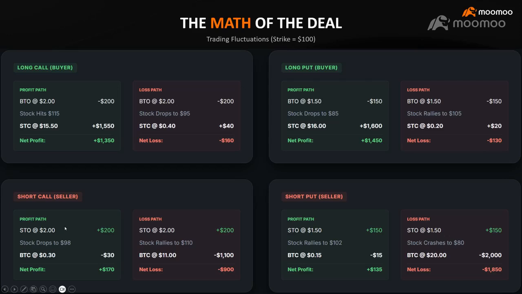So from the short perspective, initially you sell to open. You sell to open at $2. What will happen? You collected $200 here. If you are shorting a call, what direction are you betting on? Bullish, bearish, or neutral?